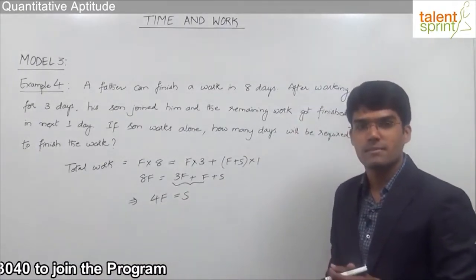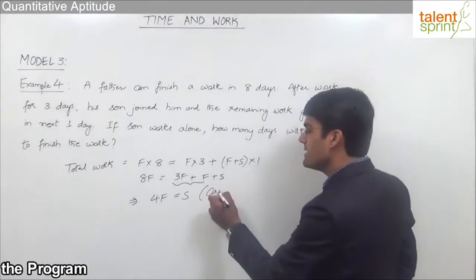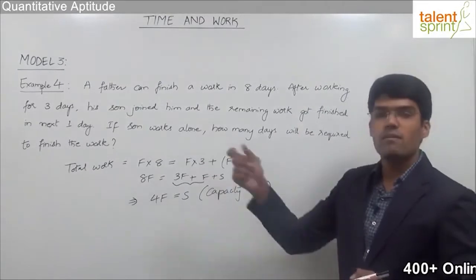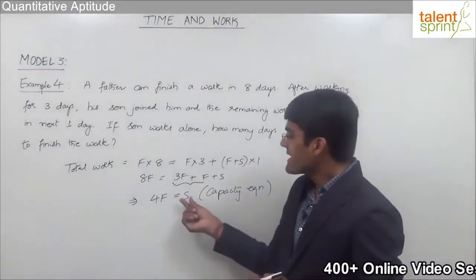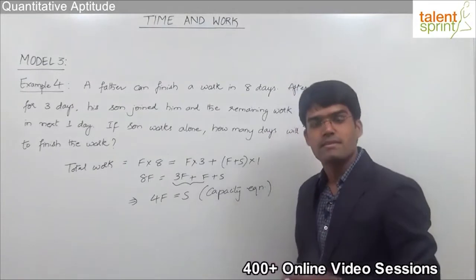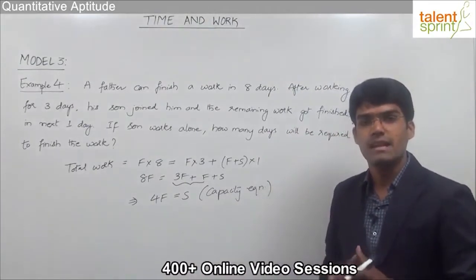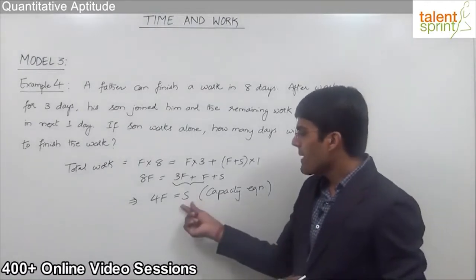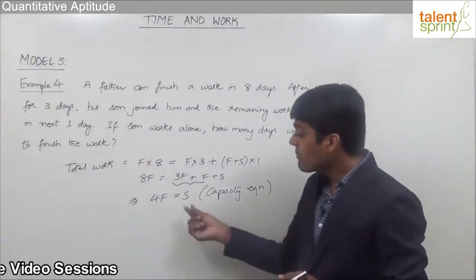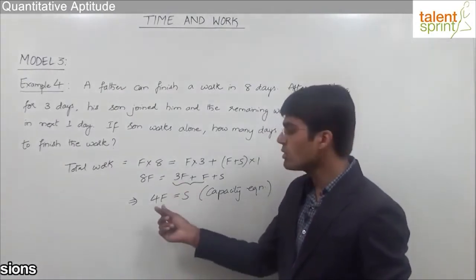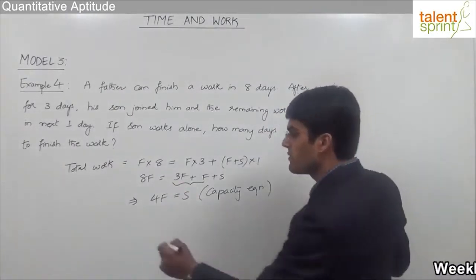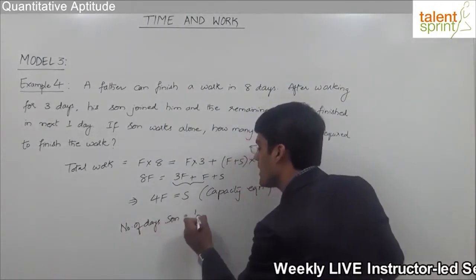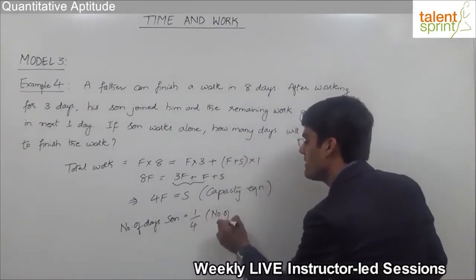Understand, this is a capacity equation, and here we are supposed to find out the number of days required if the son works alone. So here son's capacity is 4 times the father's capacity. In the beginning of the session we have discussed that capacity and number of days are reciprocal to each other. So if son's capacity is 4 times the father's capacity, number of days required by son should be 1/4 of the number of days required by father.